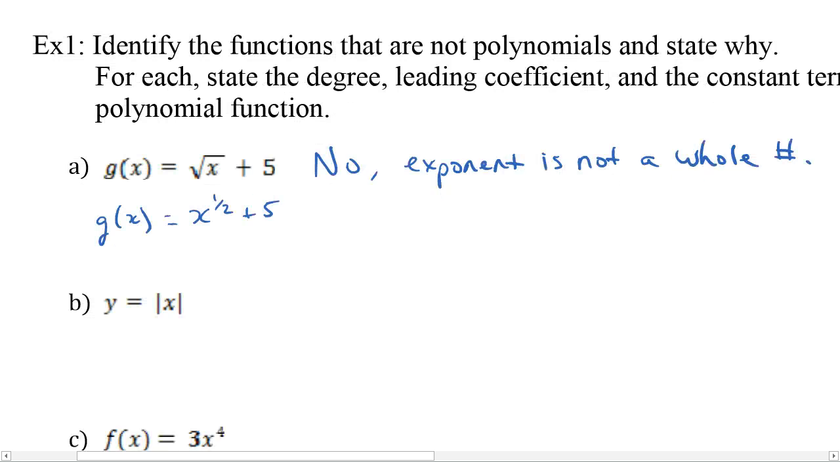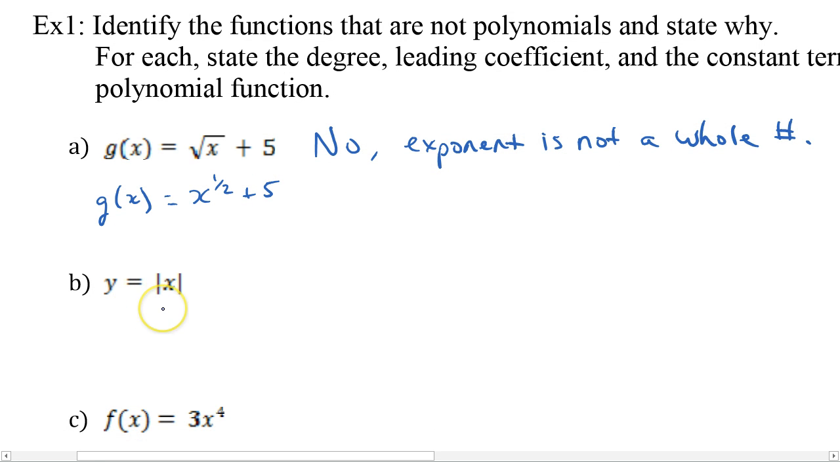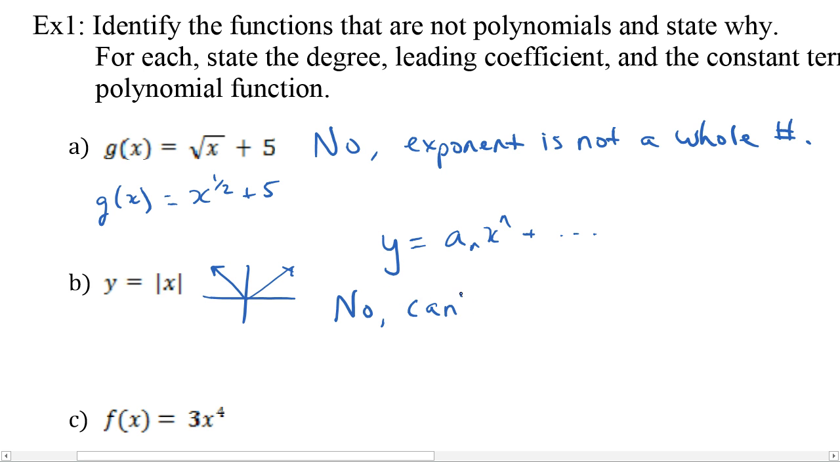Okay, how about the second one here? Y is equal to the absolute value of x. Well, just remember what this looks like. Absolute value of x, the graph is going to look like this. There's no way that we can put this into our polynomial form. We can't write this as y is equal to a sub n of x to the power of n plus, and so on. We can't really put it into that form. So we're going to say no, it can't be written as a polynomial.